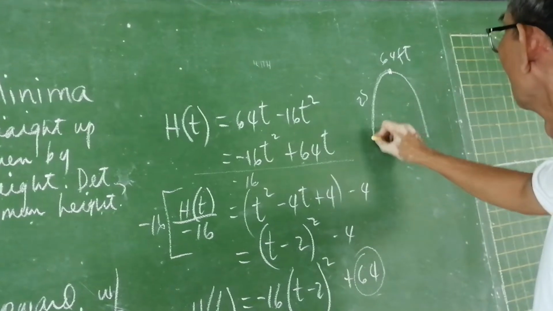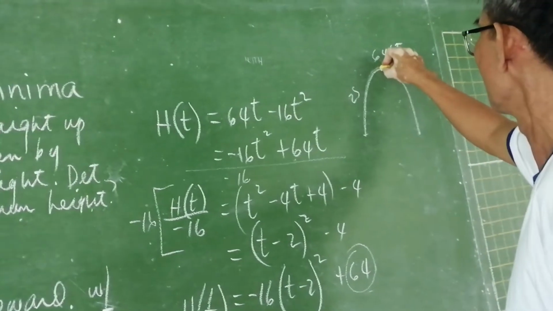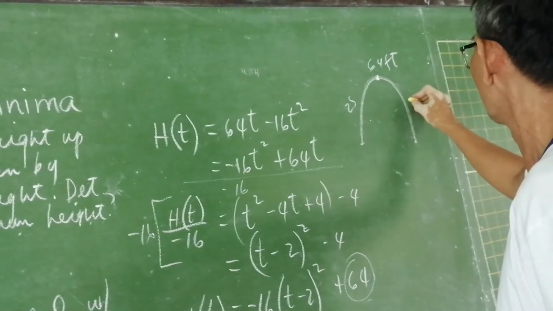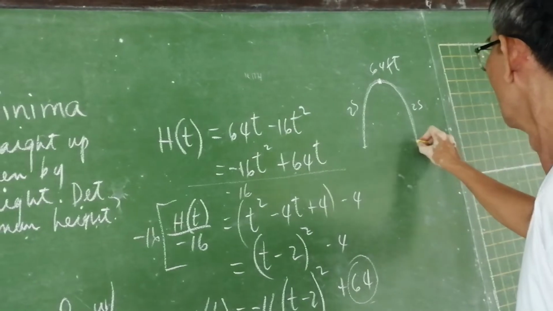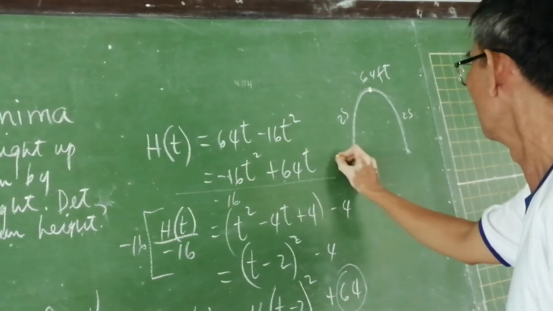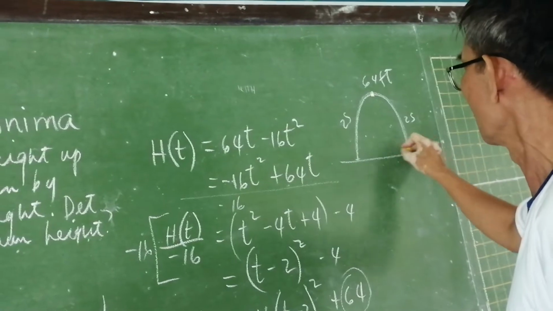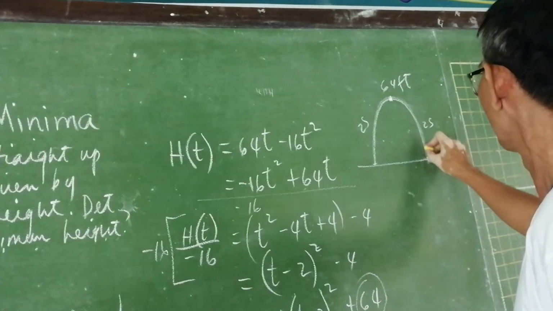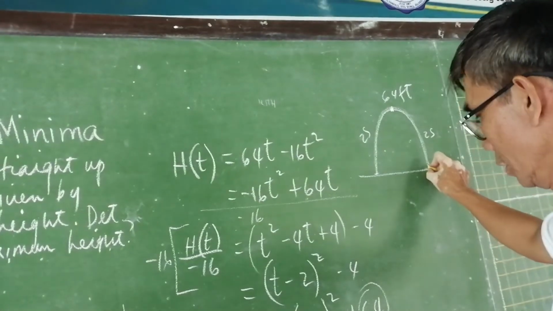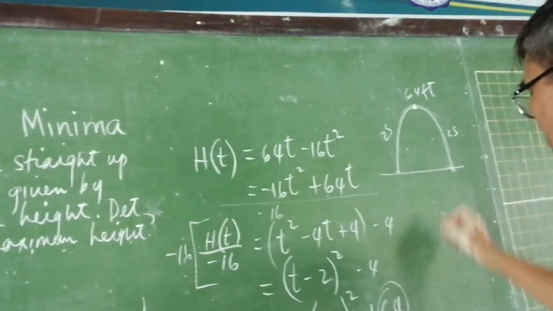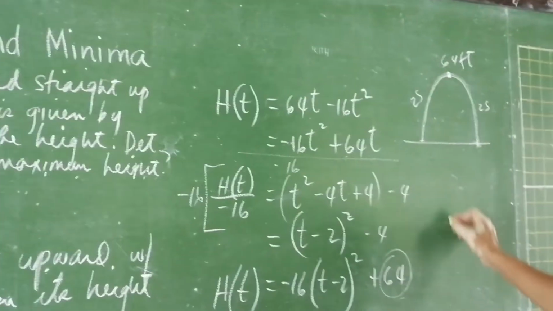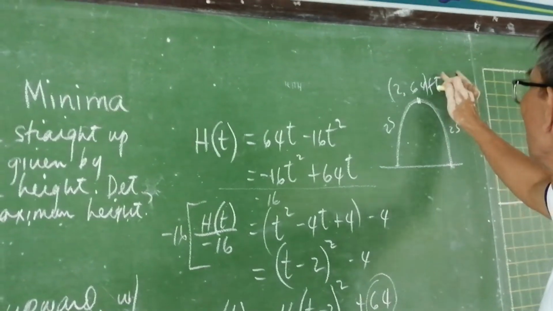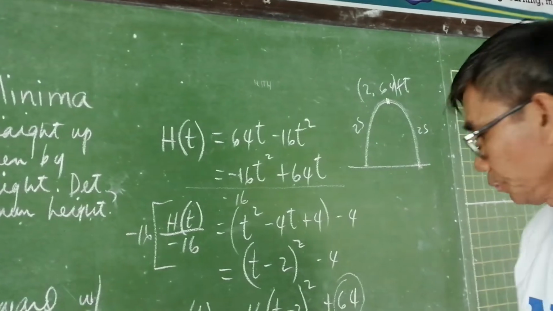Now, the velocity here will become 0. So when the ball goes down, it will also take 2 seconds to reach the ground. So the height here will also be 0. So the total travel time of the ball is 4 seconds up to the ground. So that is the demonstration. So meaning to say this vertex is (2, 64). Okay, so that's the way.